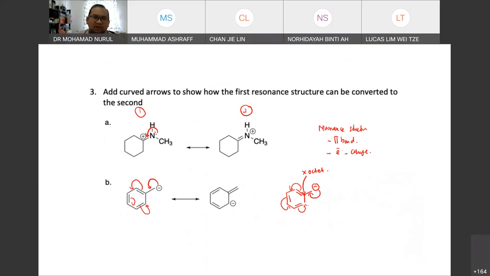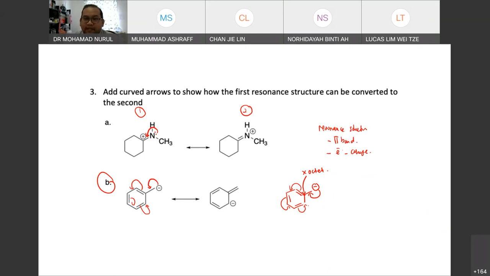Should we follow counterclockwise or clockwise? To make it easy for everybody to see the view, it's better to follow the anti-clockwise. If you want to follow the clockwise, it's okay. But the problem is nobody can see the whole picture of the compounds.